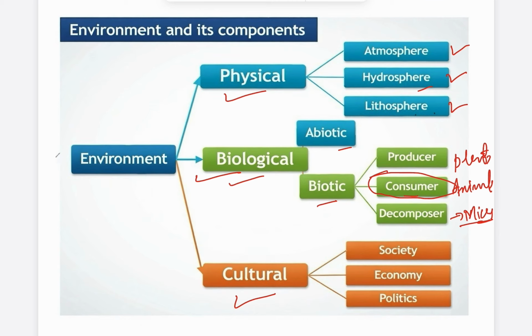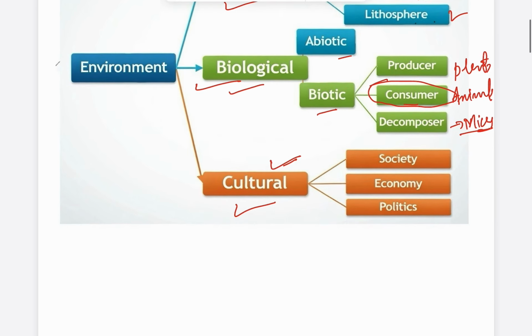And the last component of the environment is the cultural component. So society, economy, and polity are defined as the cultural component of the environment. So these society, economy, and polity encompass human interaction with the resource utilization pattern and the governance structure influencing the environmental relationship.